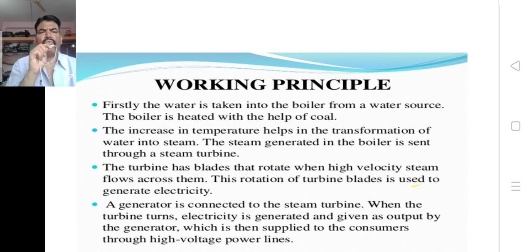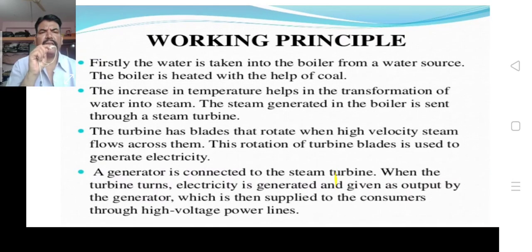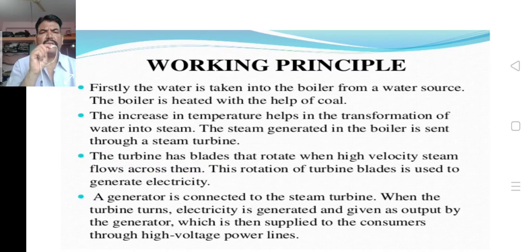The working principle: firstly, the water is taken into the boiler from the water source. The boiler is heated with the help of coal. The increase in temperature helps the transformation of water into steam. The steam generated in the boiler is sent through the turbine. The turbine has blades that rotate when high velocity steam flows across them. This rotation of turbine blades is used to generate electricity.